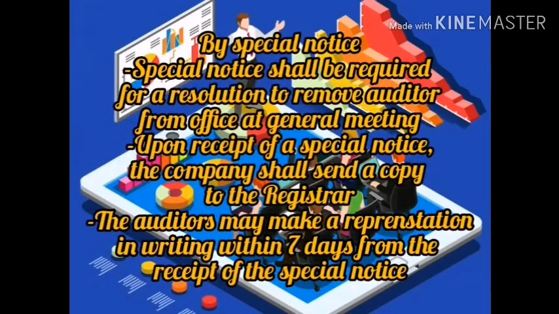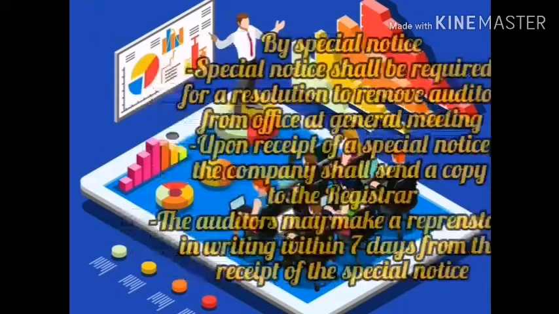By special notice. Special notice shall be required for a resolution to remove an auditor from office at a general meeting. Upon receipt of the special notice, the company shall send a copy to the registrar. The auditor may make a representation in writing within 7 days from the receipt of the special notice.